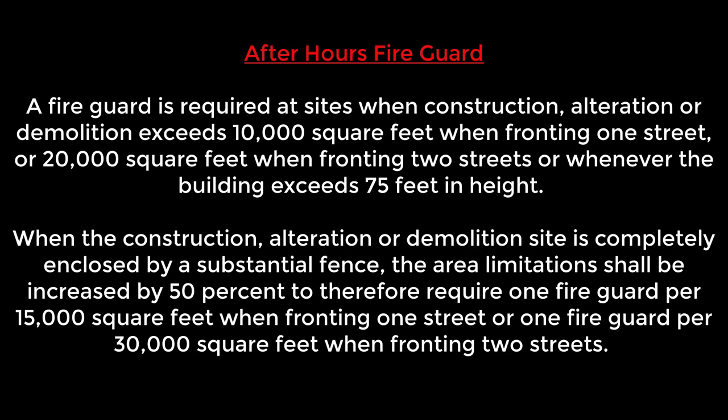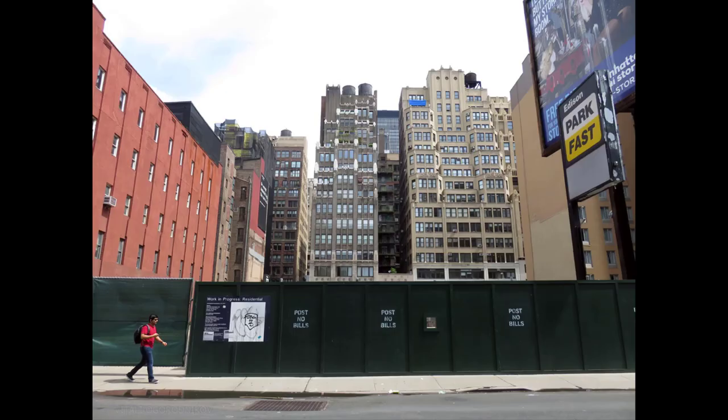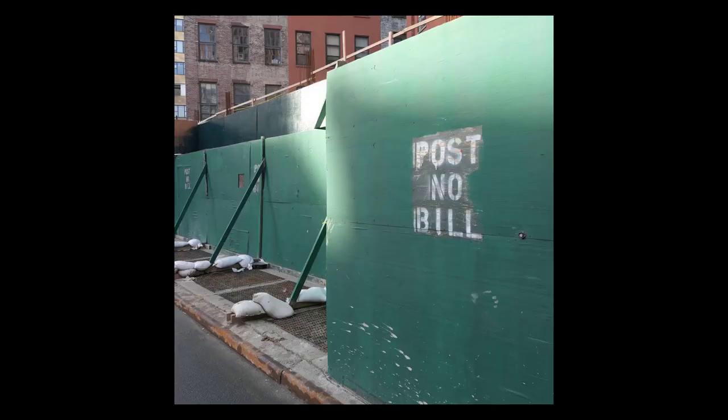A fire guard is required at sites when construction, alteration, or demolition exceeds 10,000 square feet when fronting one street, or 20,000 square feet when fronting two streets, or whenever the building exceeds 75 feet in height. When the construction, alteration, or demolition site is completely enclosed by a substantial fence, the area limitations shall be increased by 50% to therefore require one fire guard per 15,000 square feet when fronting one street, or one fire guard per 30,000 square feet when fronting two streets.